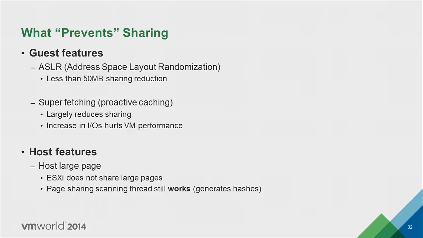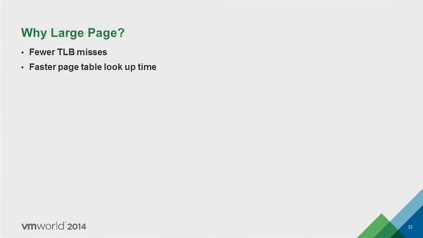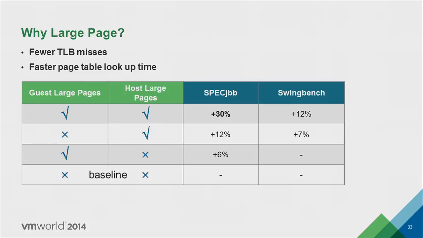At this point, you may be disappointed about large pages because they completely eliminate page sharing. Then why do we use large pages in the first place? This is mainly because using large pages can improve performance for a lot of workloads due to fewer TLB misses and faster page lookup time. For example, compared to the baseline case where both the guest and host use small pages, when both guest and host use large pages, the performance for the SPECjbb workload can be improved by 30%. That's the reason why ESX enables host large pages by default.